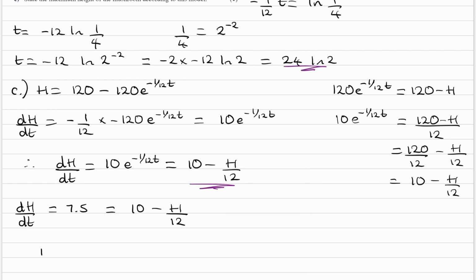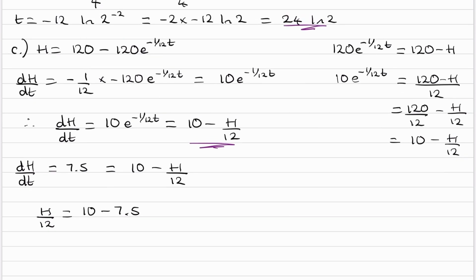So h/12 is equal to 10 - 7.5. And then we can multiply by 12. So this is 2.5. h will then be 2.5 times 12, which will be 30 millimeters. So that is part D done.